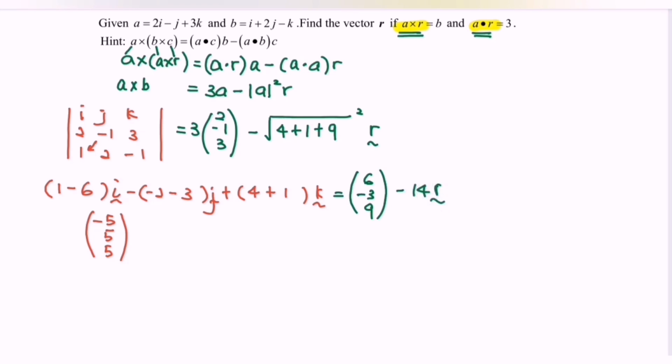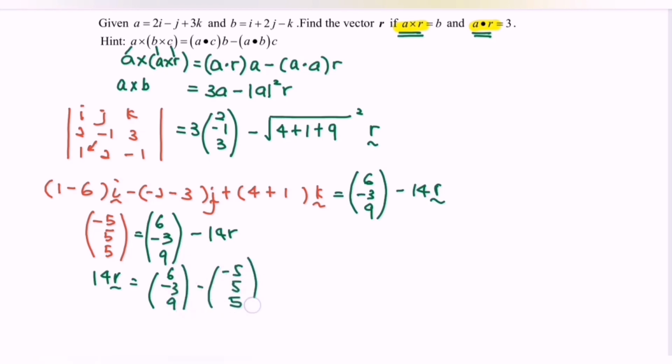Kindly equate the situation. Rearrange the situation. We have 14R equals 6, negative 3, 9, minus negative 5, 5 and 5. Simplify. So we will have 14R equals 11, negative 8, 4. So vector R equals 11 over 14, negative 4 over 7, and 2 over 7. That is the vector R.